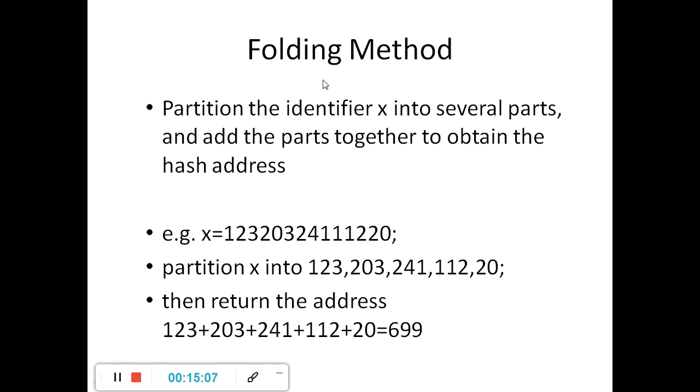The next method is called folding method. In this method, what we do is we partition the identifier or input into several parts and add the parts together to obtain the hash address. For example, if the input number is as shown here, we can always partition the input into a sequence of 3 digits as shown here, like 123, 203, so on and so forth. And then we add them up to generate a hash address of 699. Once again, one can have different perspectives on selecting different digits for the purpose of folding this huge number.